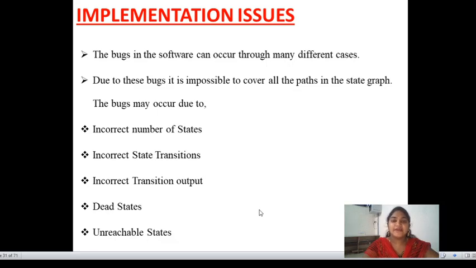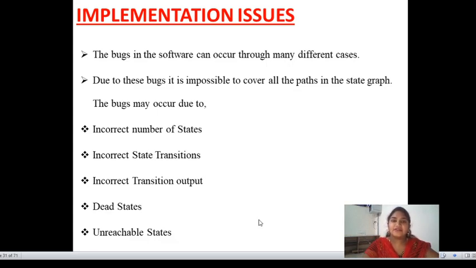One is incorrect number of states, incorrect state transitions, incorrect transition output, dead states and unreachable states. So the first one is incorrect number of states. If there is any incorrect number of states, the detection of those bugs can lead to this type of bug.